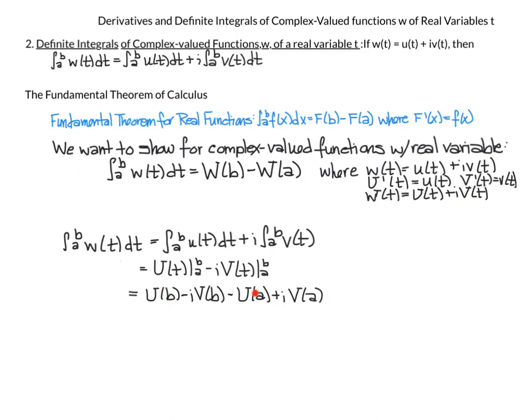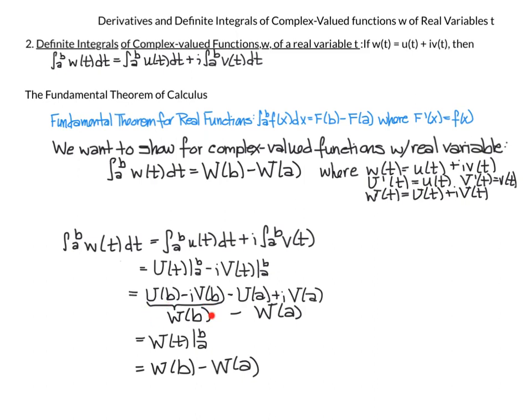I rearranged the terms, but these two come from our u(t), and these two come from our v(t). This here is capital W of b, and this part here is capital W of a. So we have what we want to prove. Although I did write one extra step: W of b minus W of a, that's W(t) evaluated at b and a. So we have proven the fundamental theorem of calculus for complex valued functions of real variable t.